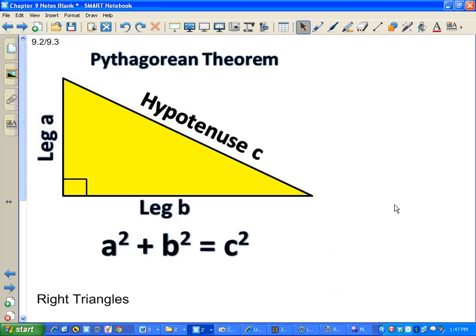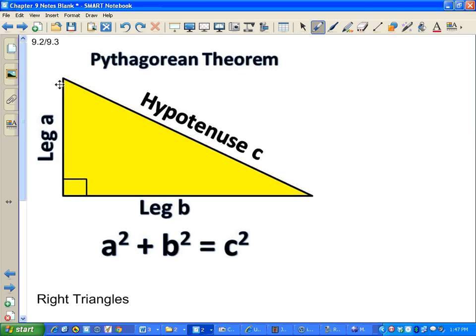Okay, this video is going to combine 9.2 and 9.3 together. 9.2 and 9.3 are both about the Pythagorean theorem, so we're going to look at everything that you can use the Pythagorean theorem to do and just combine it into one section of notes, and then you'll be able to do both assignments from 9.2 and 9.3. So this is your Pythagorean theorem.